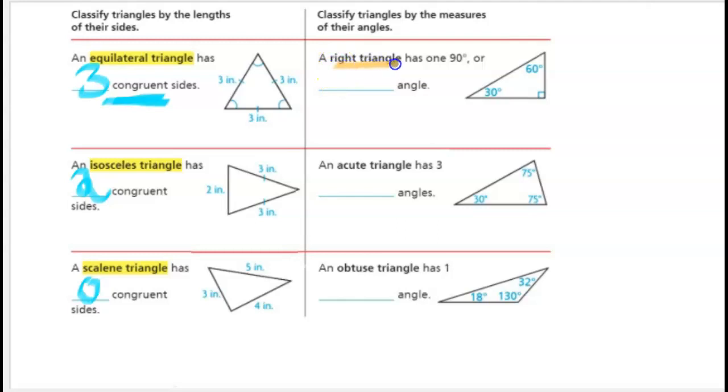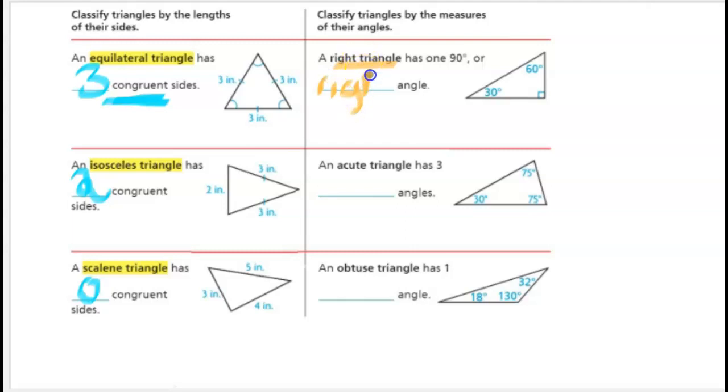A right triangle, now this should give it away. A right triangle has one 90-degree, or right, angle. I have to write the word right in there with this awful tool. Okay, so it has one right angle.